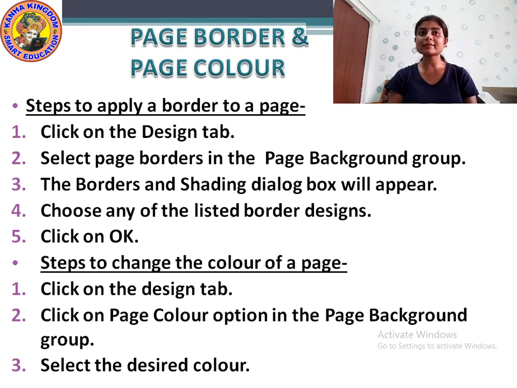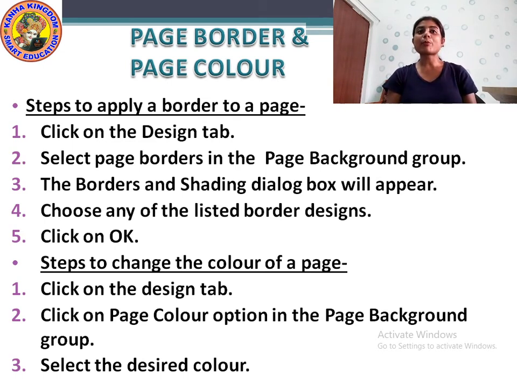The first point is click on the design tab. Firstly, you will click on the design tab. After that, select page border in the page background group. After clicking on the design tab, there is a page background group, and from there, you will select the page border.